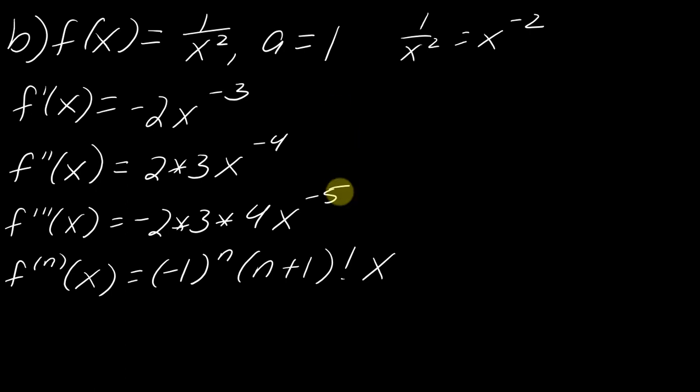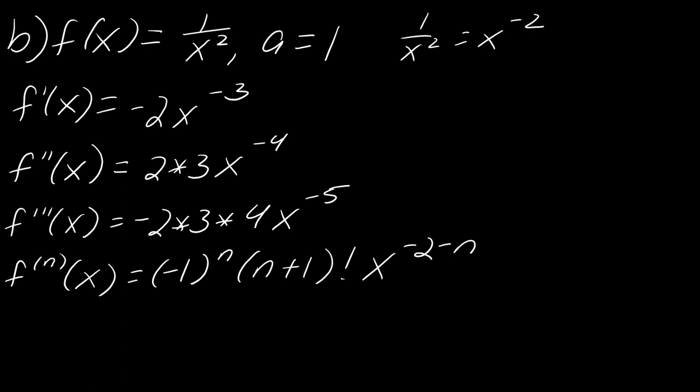And then this really starts at negative 2, and then this is subtracting 1 for each derivative. So this is negative 2 minus 1, negative 2 minus 2, negative 2 minus 3. I know that because that's where my original function was. So this is going to be negative 2 minus n. Okay, so there are all my derivatives.